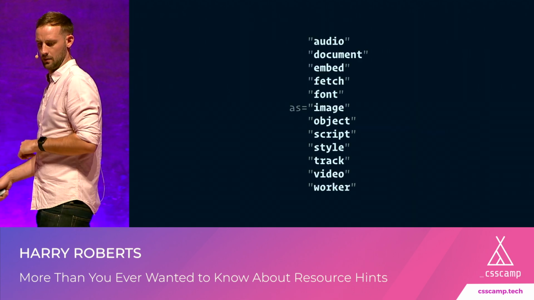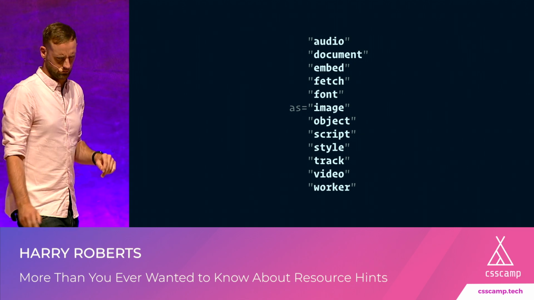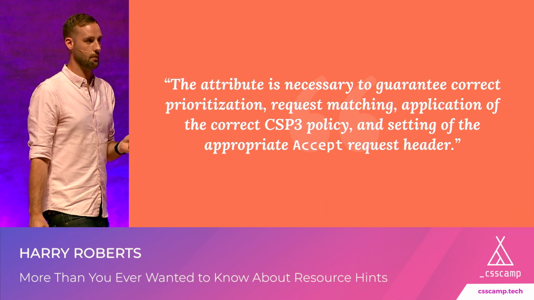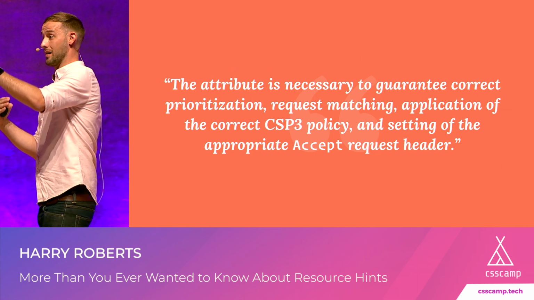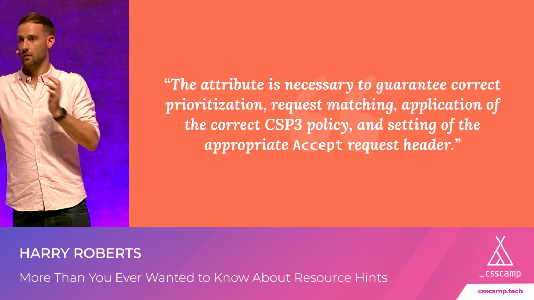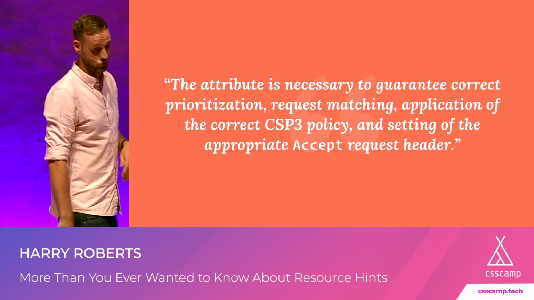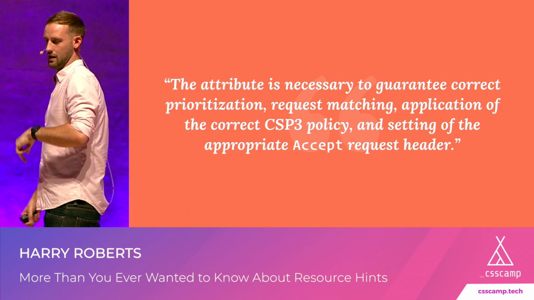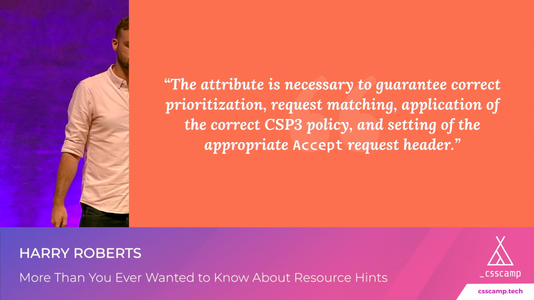We've got all these options available to us. And what the as attribute does, well, it does a few things. It's necessary to guarantee the correct prioritization. Make sure that fonts are treated more important than images, and that style sheets are more important than scripts, and scripts are more important than fonts, for example. That's the other way around. Fonts are more important than scripts. Request matching, application of the correct CSP policies, and all sorts of things are set by the as attribute. So it is now mandatory.